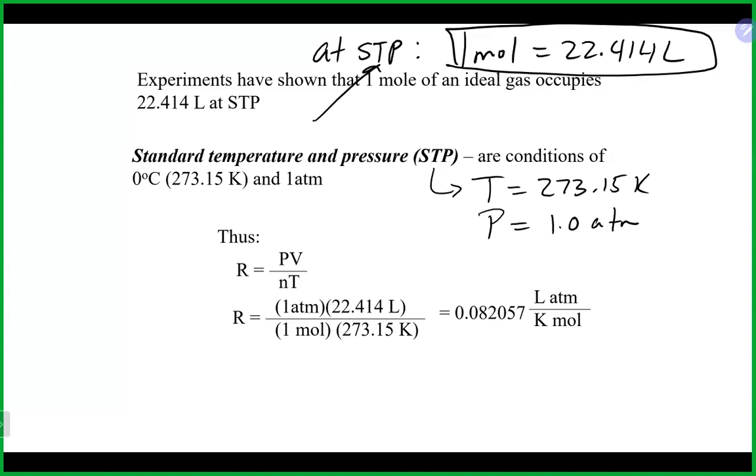By the way, if you do put the numbers into the ideal gas law and solve for R, that is how we get the gas constant, 0.08206, because the pressure would be 1 atmosphere, the volume would be 22.414, 1 mole, and the temperature would be 273. Any questions on that there?